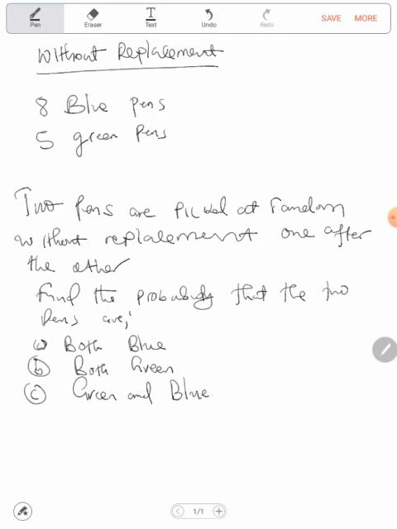Now, how do we answer this type of question? 8 blue pens, 5 green pens. You pick 2 pens without replacement. That means when you pick a pen, you don't take it back. Again, you pick another one. Now, how do you answer this? Here is what you must know.